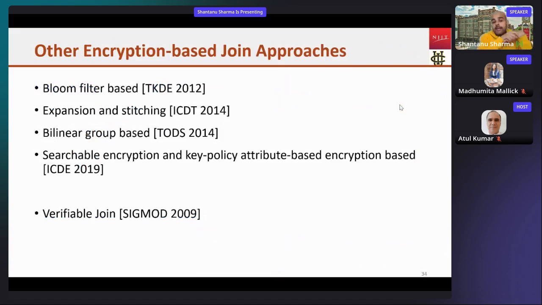There are some other techniques that use bilinear maps, searchable encryption based techniques, or Bloom filters for the join operation over the encrypted data.